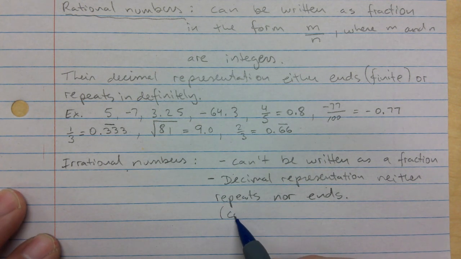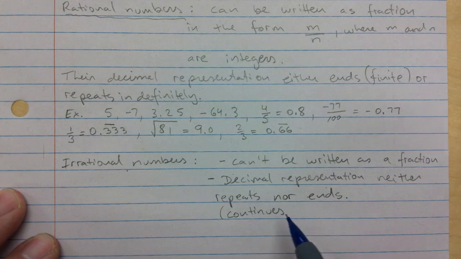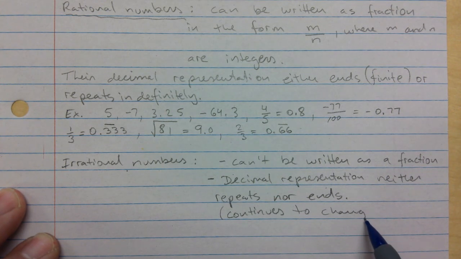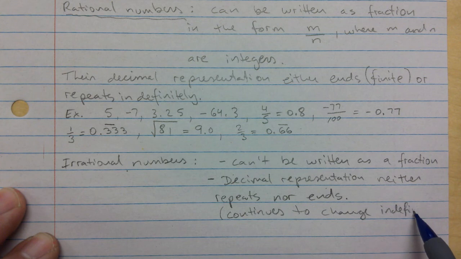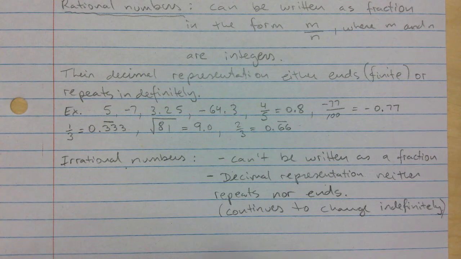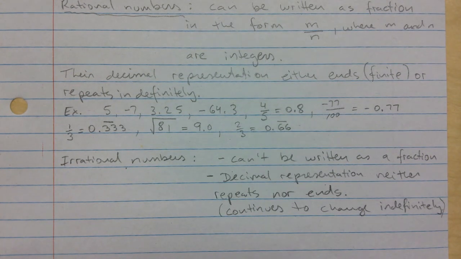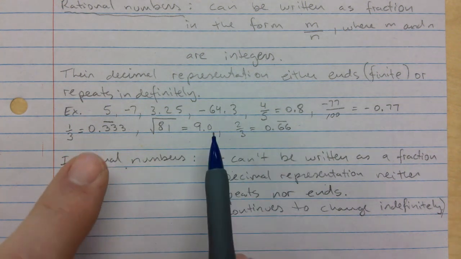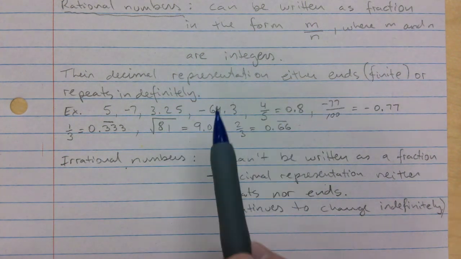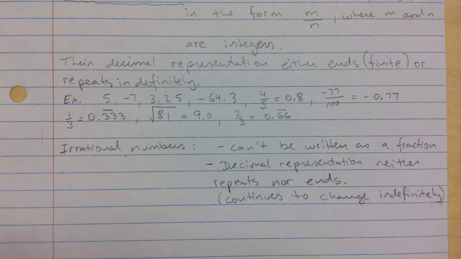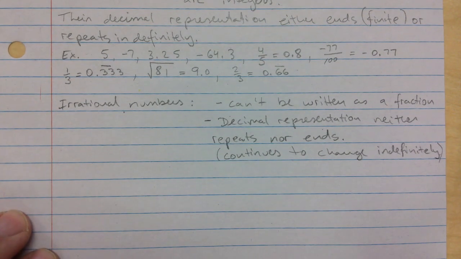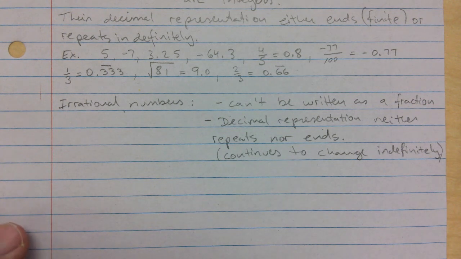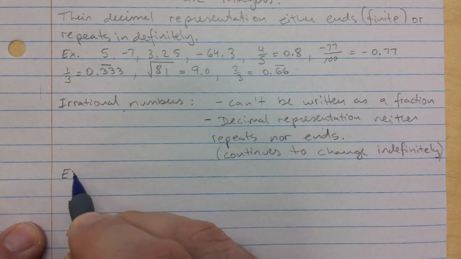And I will just say it continues to change indefinitely. And so when it changes, there's not even a pattern, because sometimes there are decimals that repeat, like 0.14, 14, 14. That's actually a repeating pattern that would be under the scenario up here. But irrational numbers, there's no pattern to it. So pi is a classic example of an irrational number. Okay, so some examples here.